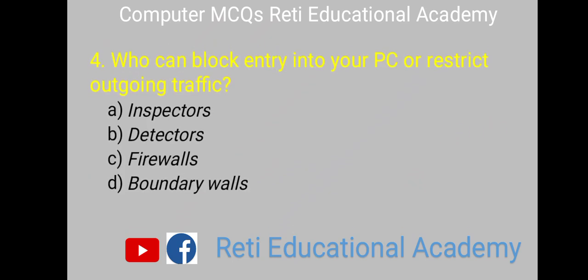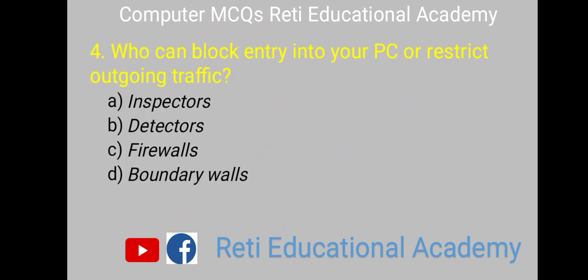MCQs number four. Who can block entry into your PC or restrict outgoing traffic? A, inspectors. B, detectors. C, firewalls. D, boundary walls. And the right answer is C, firewalls.